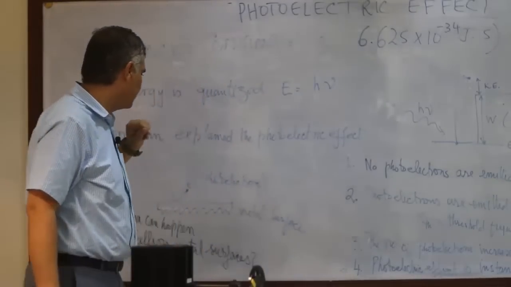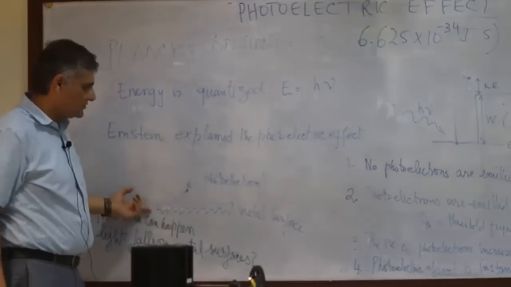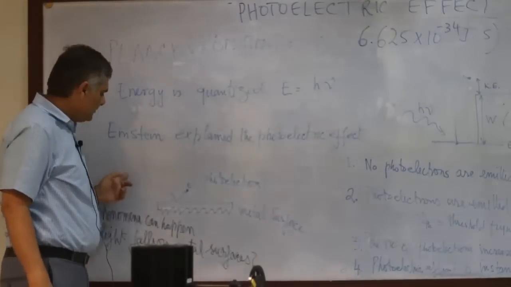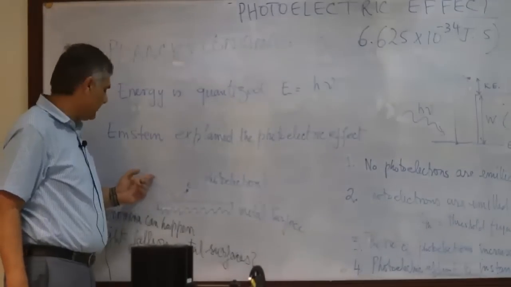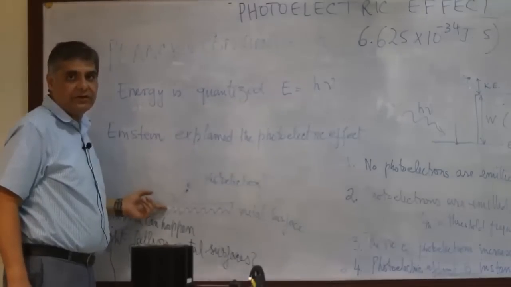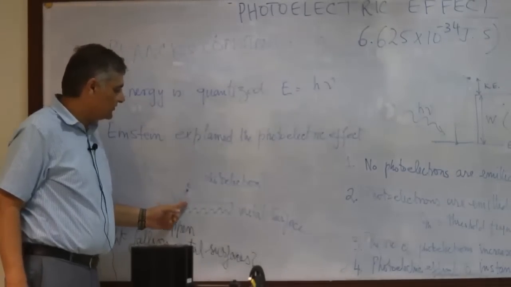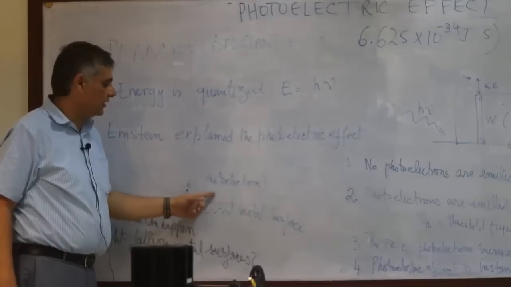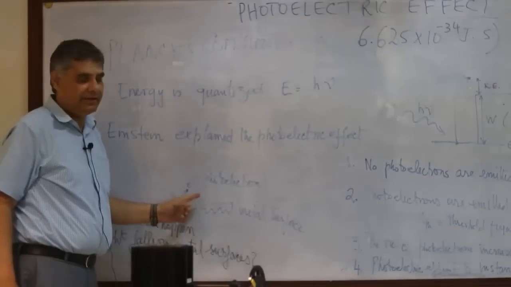Now what happens in the photoelectric effect? We have a metal surface, and when a photon of some defined frequency falls on that metal surface, electrons are emitted from the surface, which we call photoelectrons.